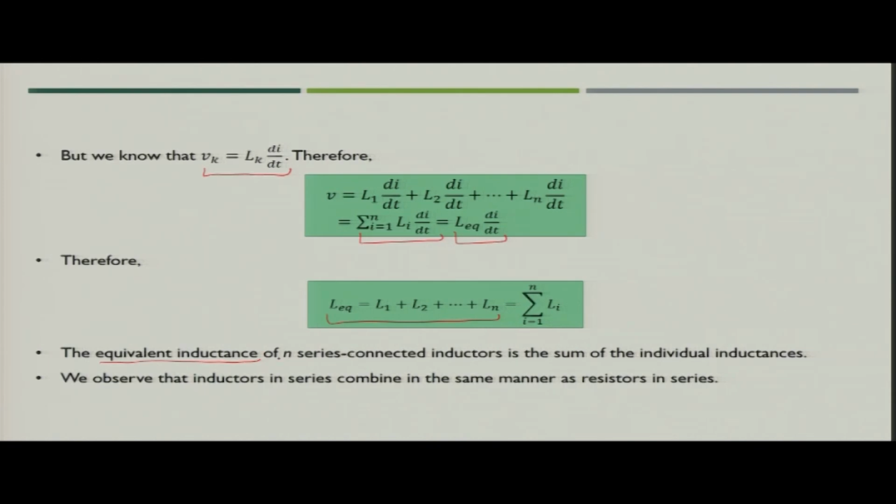So, the equivalent inductance of n series connected inductors is the sum of the individual inductances. If you correlate with series combined resistors, you will say that inductors in series combine to give an equivalent inductance in the same manner as the resistors which are connected in series.